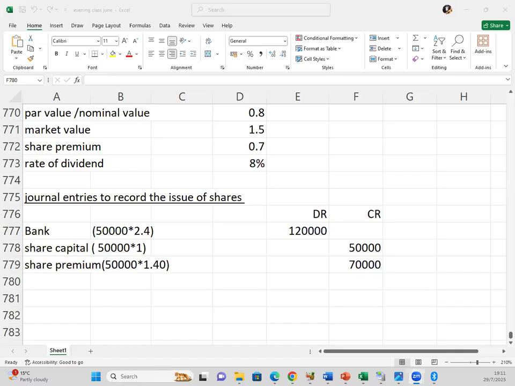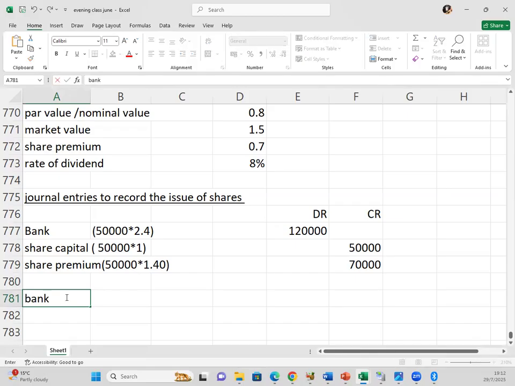So that's how you record the issue of shares. The par value is what we record in the share capital. Then the share premium is based on how much the premium was. Then let's record again. You could state here on the share capital that these are ordinary shares. Then let's have the preference shares.